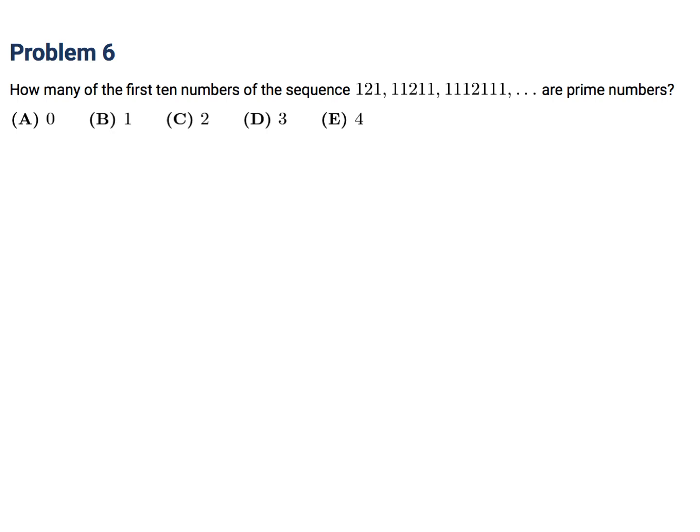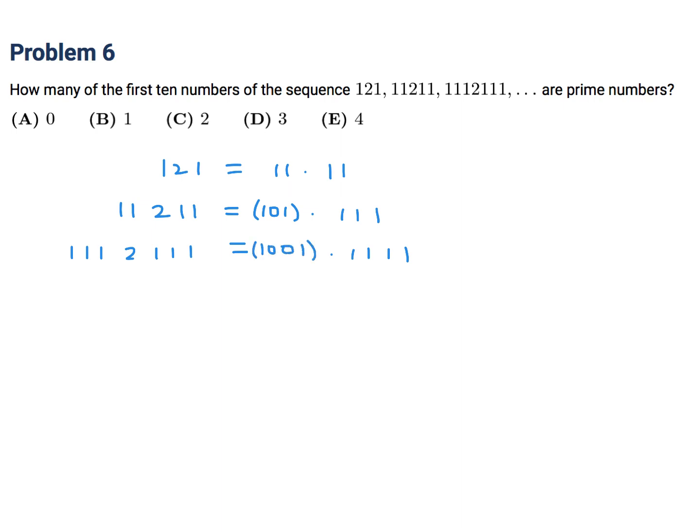How many of the first 10 numbers of the sequence are prime numbers? Well, there's lots of ways of doing this, but one thing I noticed is that 121 is 11 times 11. Most of you know that. This next one is a multiple of 111, and that is 101. The next one, which is 1112111, is a multiple of 1111, and that is when you multiply it by 1001, and so on. You guys will get the idea.